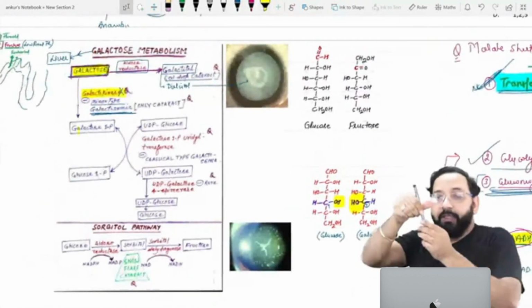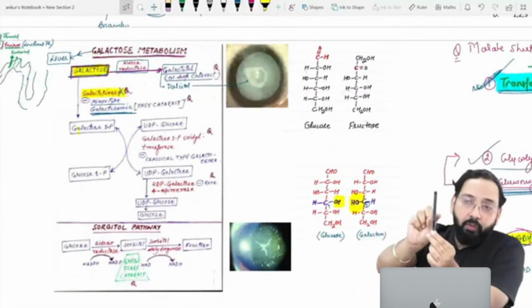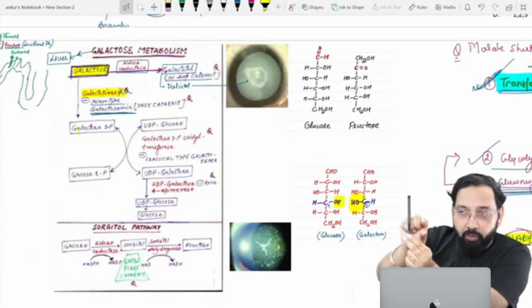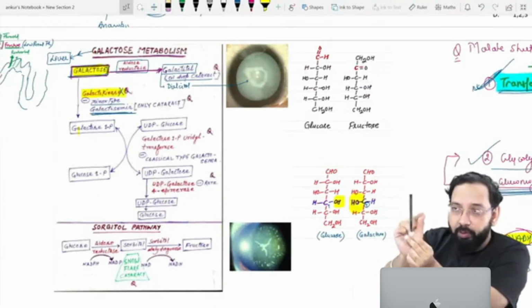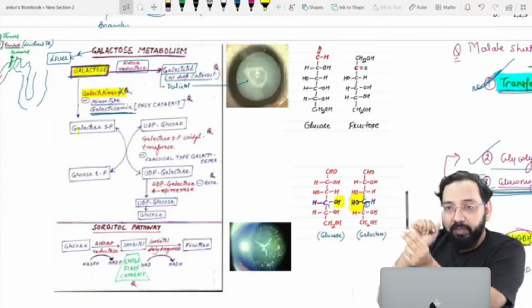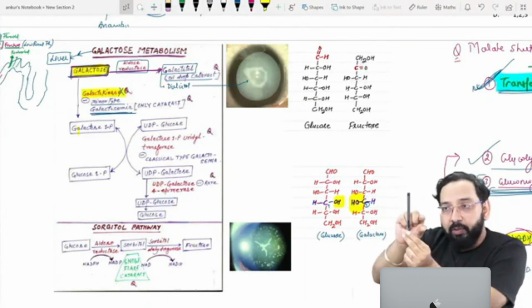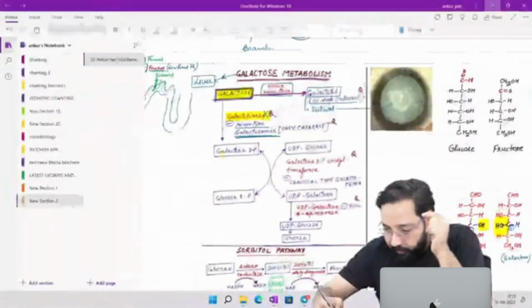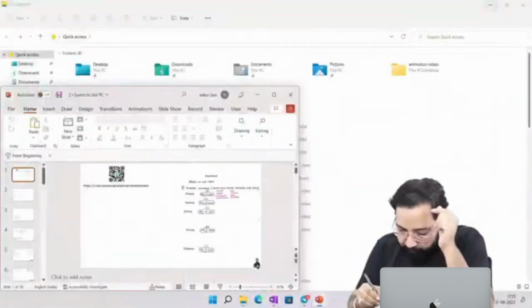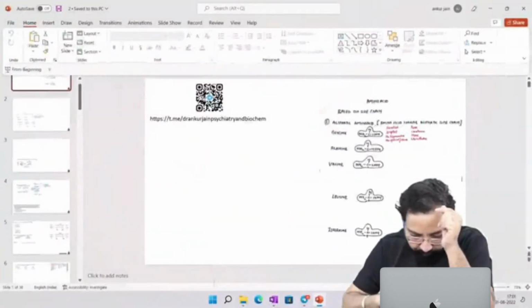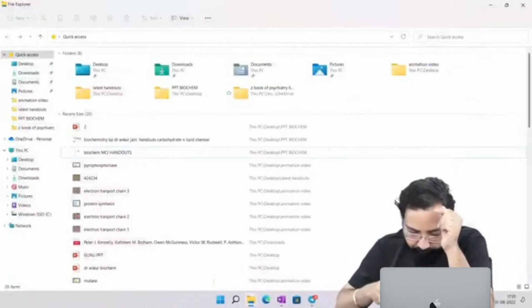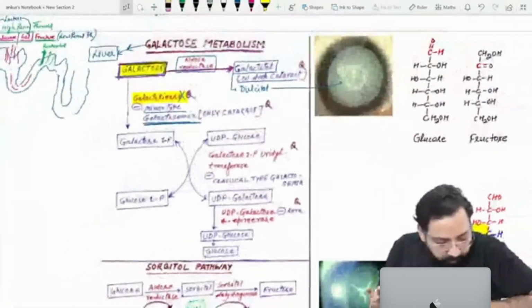So this is galactose. The OH at C4 is on the left side. I want to make it glucose. I will hold this OH and rotate it to the right side. But we know that if you rotate, the complete molecule will rotate. That's why what we did, we took UDP. Is it clear now?